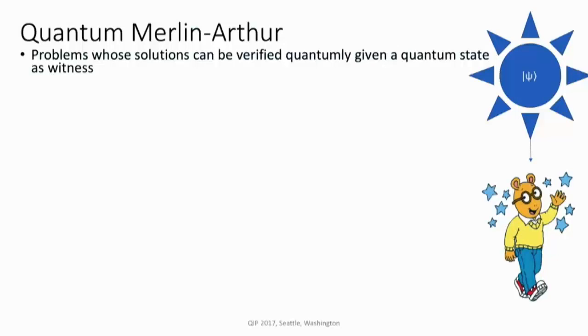Okay, so I think one of the most interesting aspects of this talk is that we'll connect quantum space complexity on the one hand with quantum Merlin Arthur protocols on the other. So what are these protocols? These are problems whose solutions can be verified quantumly given a quantum state as a witness.